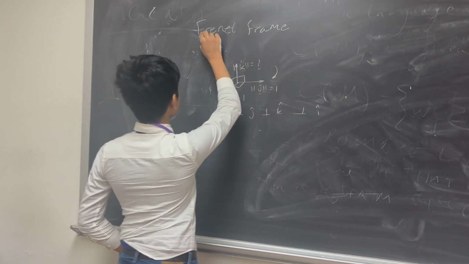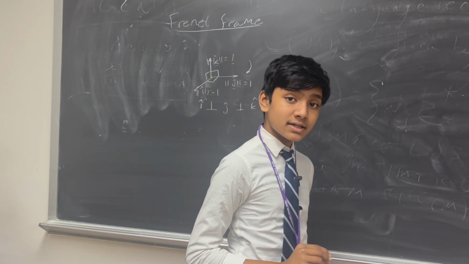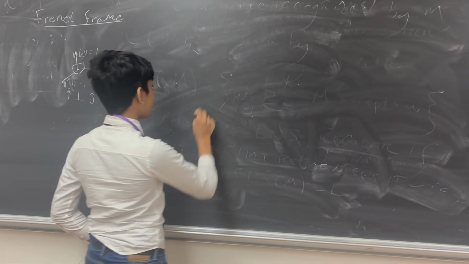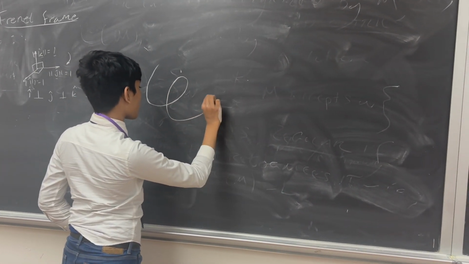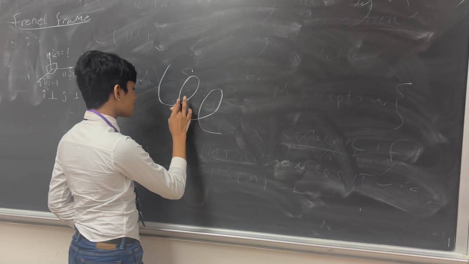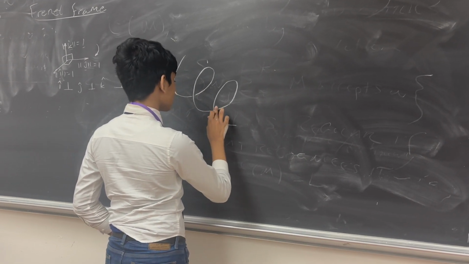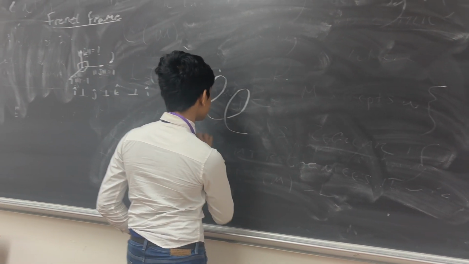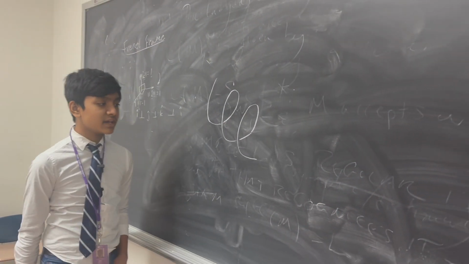But the Frenet frame is another basis. It's another orthonormal basis. And this one is defined on a curve. So if we have some weird looking parametric curve, like let's say a helix, I'm going to signify it's a helix, just like so. Okay, so this helix is spinning around and spinning around.